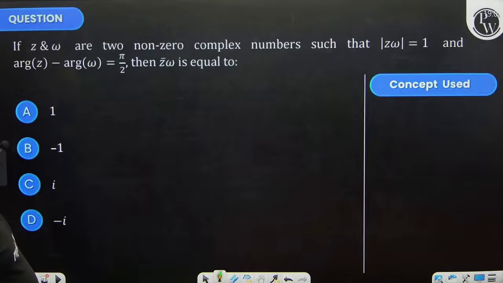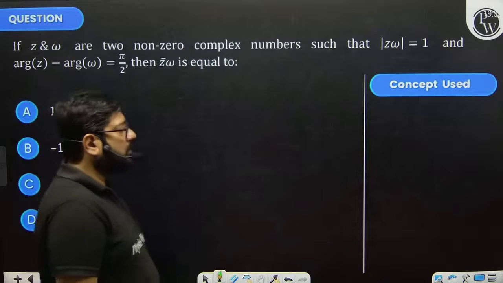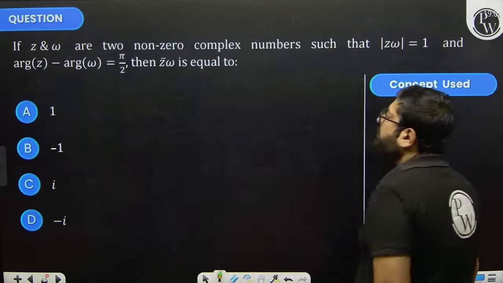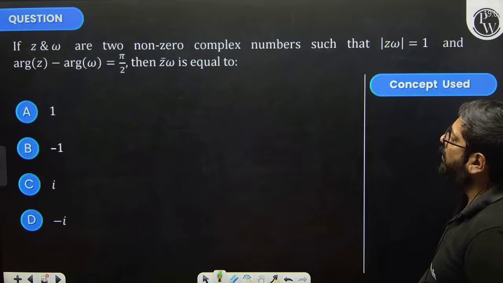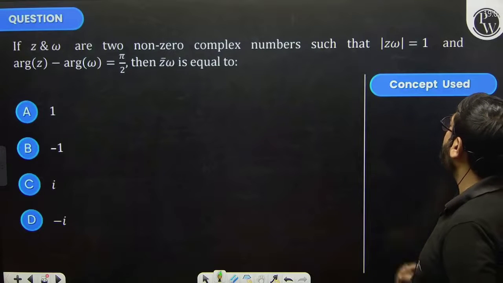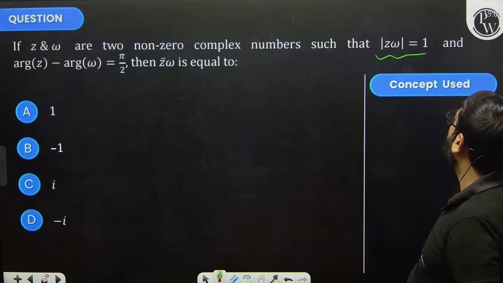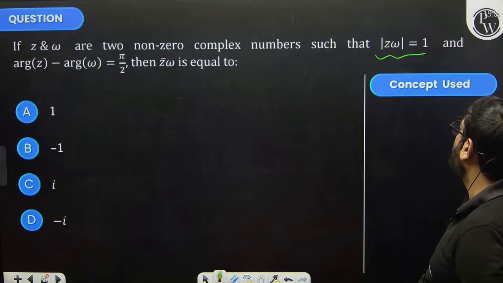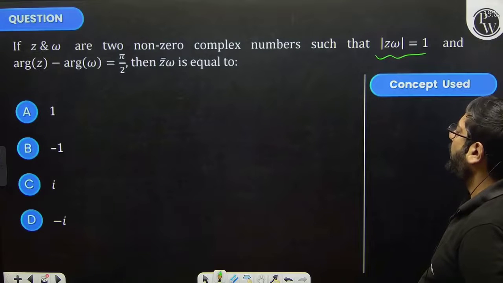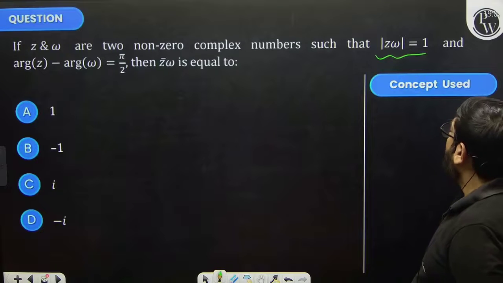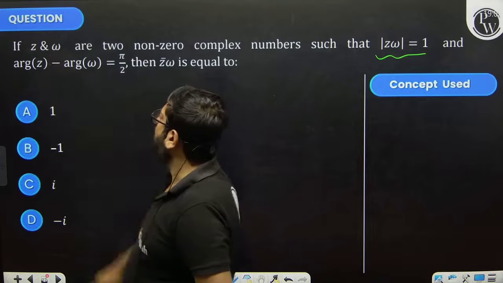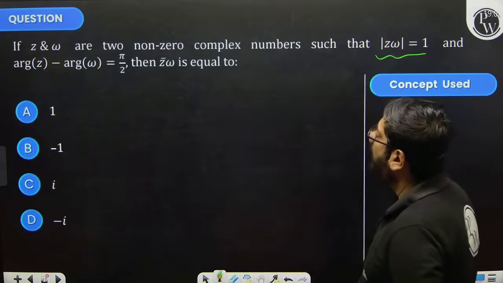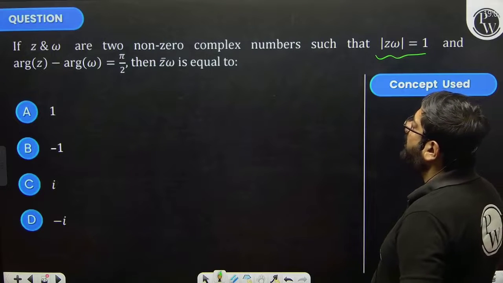Now see this problem. In this problem, if z and w are two non-zero complex numbers such that mod of z into w is 1 and argument of z minus argument of w equals pi by 2. Here w is a complex number, z is a complex number. The relation between their arguments is given, right?